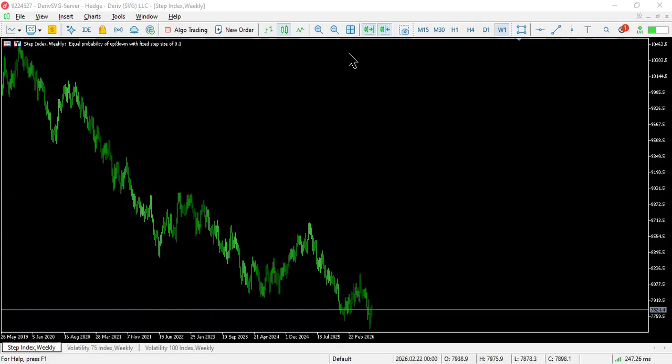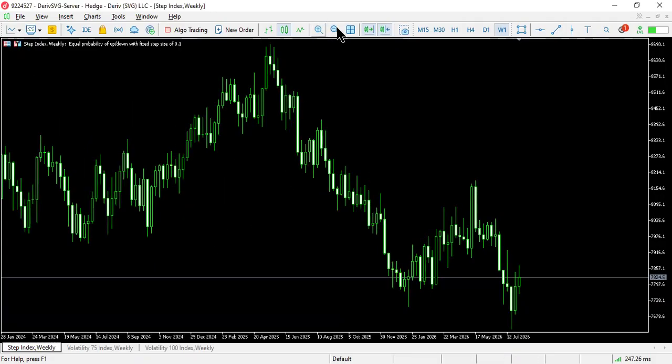Now, for this episode, we are beginning analyzing step index, and as always, we begin analyzing from the weekly time frame. If we can see prices forming lower lows and lower highs, therefore our buyers for step index, we are going to be looking for selling opportunities.